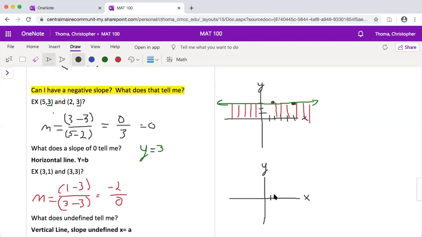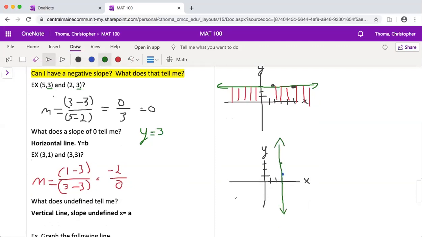So again, we have our points 1, 2, 3, 1, 2, 3. So my first point, x is 3, so I go over 3, up 1. My second point, x is 3, and I go up 3. And now you notice I have a line that goes straight up and down. So in the book, it calls it x equals a, but really it's wherever the x value is, right? In this case, they're both 3's. So x equals 3.